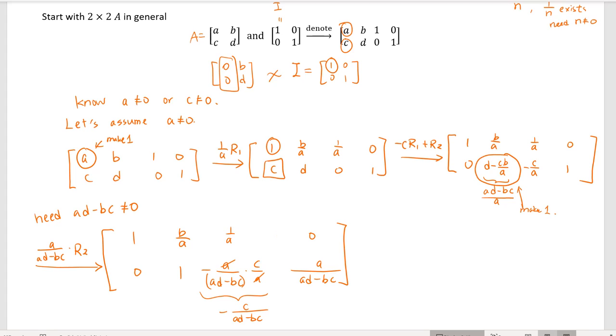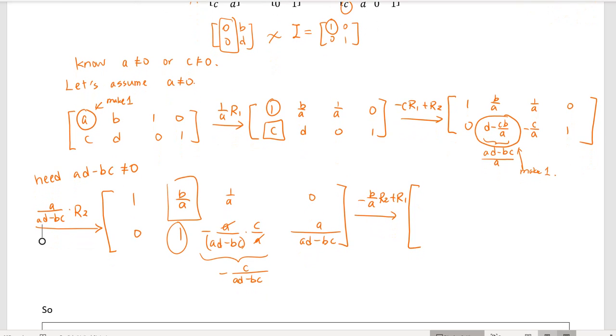Okay, next, we want to use it to kill the entry above it. So what operation should we do here? We use minus B over A times row 2 added to row 1. Okay, now let's see what happened. Second row stays the same.